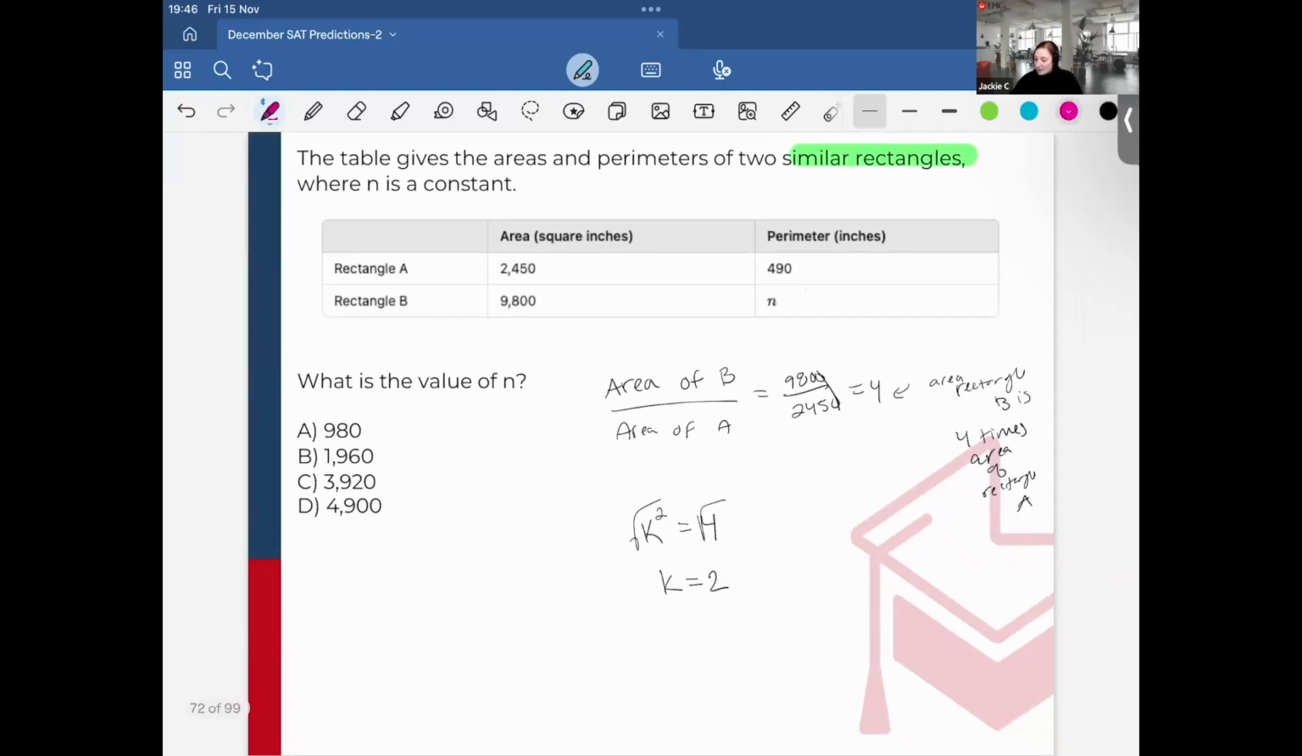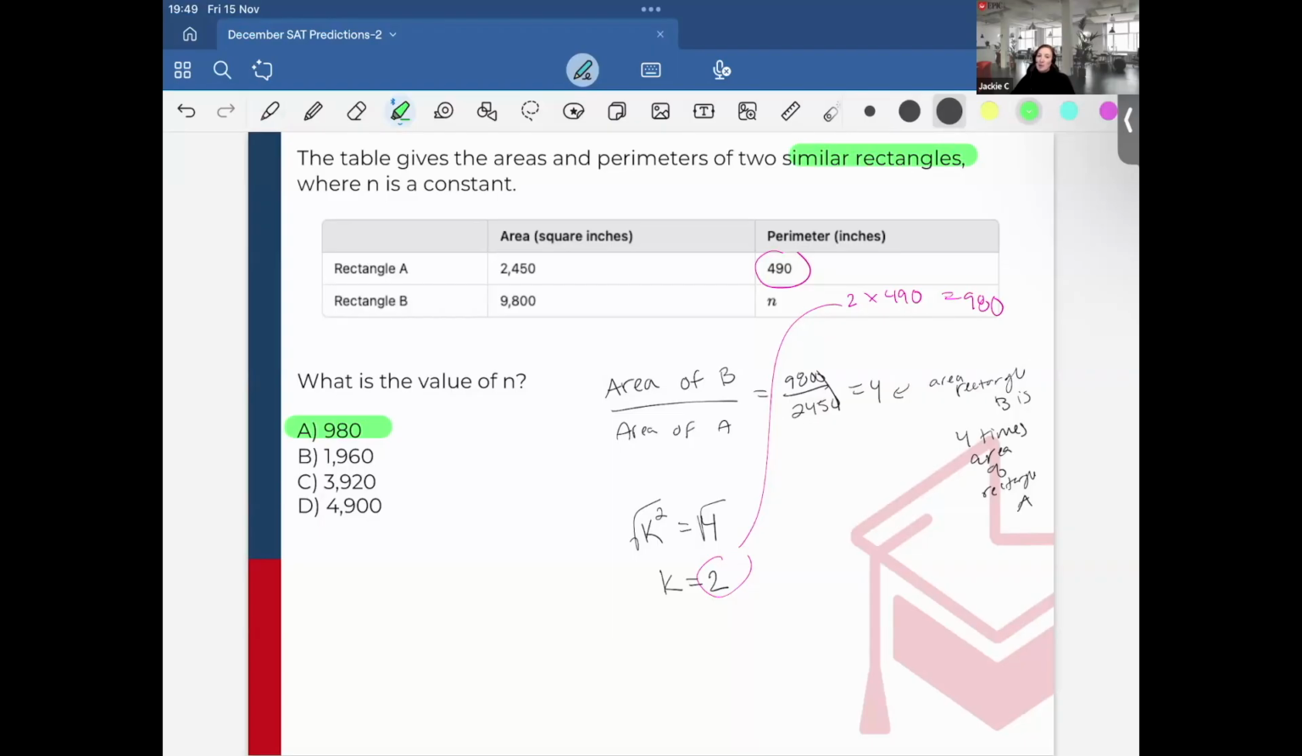And now I can calculate. Basically, all I have to do is do 2 times 490, which is 980. And that would be my amazing answer. Okay, so hopefully that makes sense and is amazing.